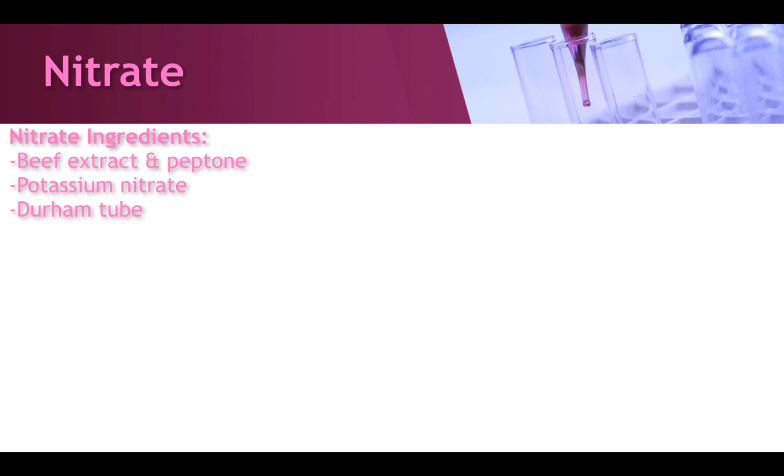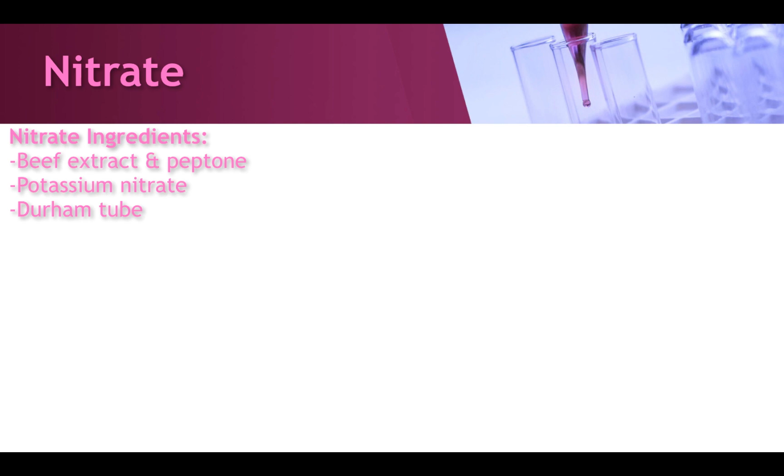Now we're finally on our last test, the nitrate reduction test. The medium that we use here is nitrate broth, and the ingredients include beef extract and peptone for nutrients. And because we're looking to see if the organism is able to reduce nitrate, then we have to add a source of nitrate. In this case, it is potassium nitrate. One way to check for the utilization of nitrate is if there is a gas produced. So we include the Durham tube to see if any gas is going to be trapped in the tube.